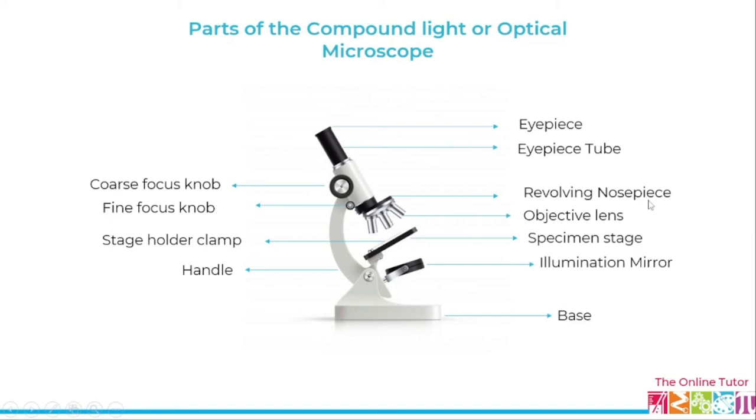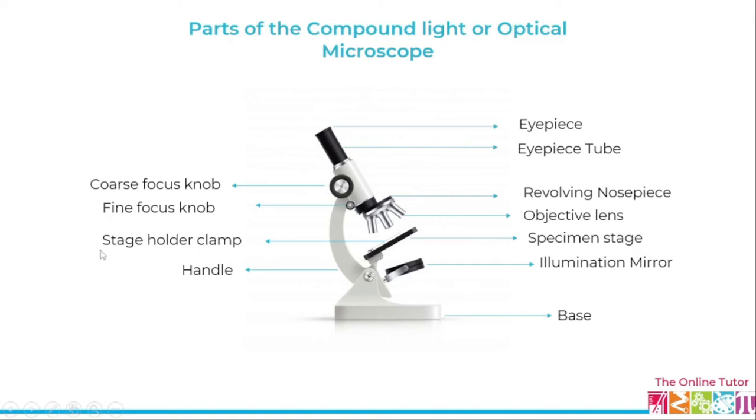Now we have the various lenses that are used to magnify the image on the slide and for the observer to observe. And these lenses are what you call the objective lens. We have where we place the specimen, called the specimen stage. We have a mirror for reflecting light. We have a base for providing stability to the microscope.